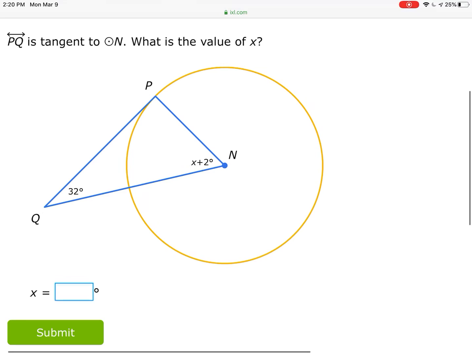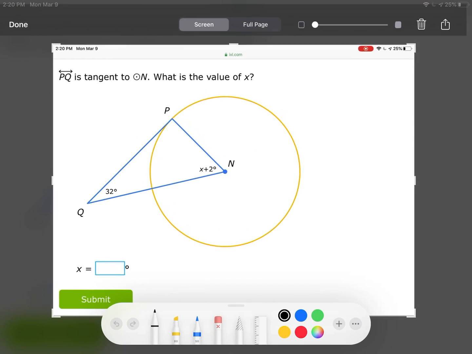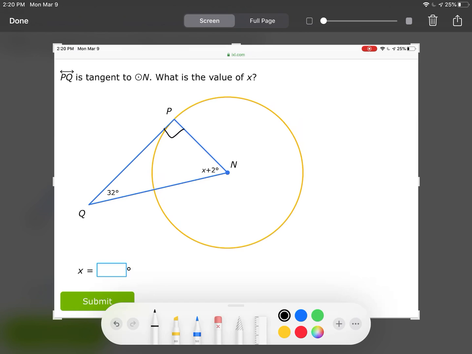Okay, so in this one, we learned that if a line is tangent to a circle, then it creates a 90-degree angle where the tangent line intersects the radius. The remaining two angles, this 32 and this x plus 2, have to add up to 90. So that's going to be our equation. We're going to say that the 32-degree angle plus the angle expressed with the x plus 2 should add up to a total of 90. Then we combine like terms and solve for x. We add 32 and 2, so we get x plus 34 is equal to 90. Subtract 34, subtract 34. This cancels out, and we get x equals 56 degrees.